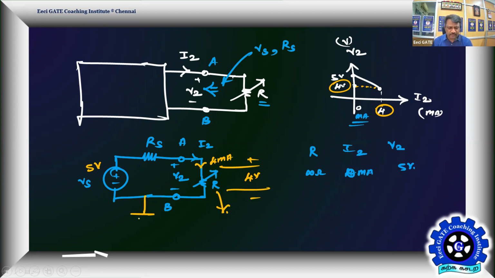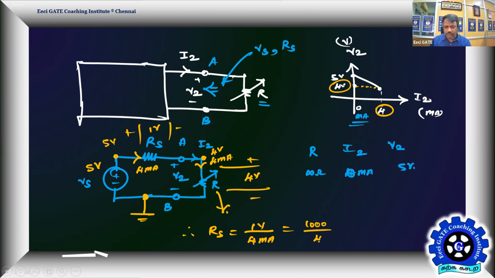So let me take this as a reference point. If that is the case, this potential will be 5 volt and this potential will be equal to 4 volt. That means the drop across Rs is only how much? 1 volt. And you know very well the current through Rs is equal to 4 milliamps. Therefore, straight away, you know your Rs. What is Rs then? 1 volt divided by 4 milliamps. That's a very interesting problem. 1 by 4 is going to be 1000 by 4 ohms, nothing but 250 ohms.